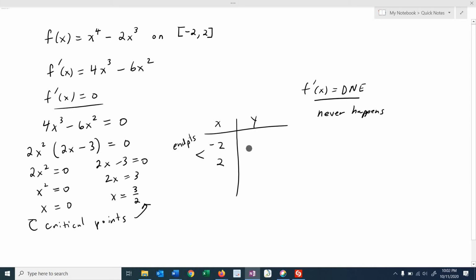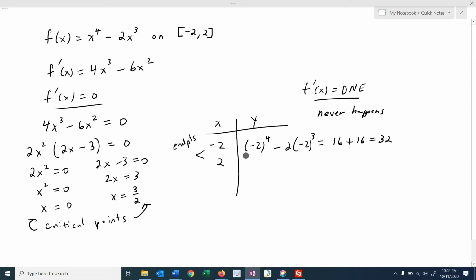Okay, so you're going to take -2 to the 4th power minus 2 times -2 cubed. Okay, so -2 to the 4th power is 16. -2 cubed is -8. So you get -2 times a -8, which is a +16. Okay, so the y value here is 32.